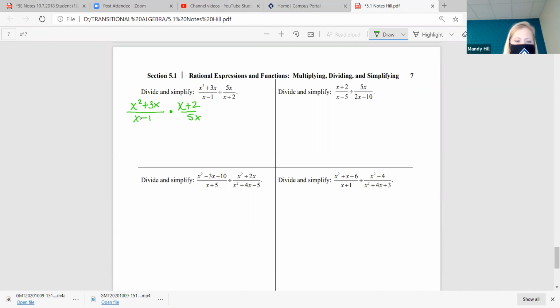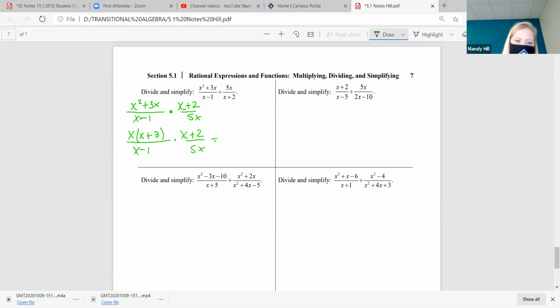So the only section that I see that I can pull anything out of is this top. I see that both of these have an X in them. So I could actually pull an X out of that. That would leave me with X plus 3. But the rest of the stuff doesn't really have anything that you can separate out on this one. So do I have any X plus 3s on the bottom that are going to cancel out? No. I don't have any X plus 2s that are going to cancel out either.